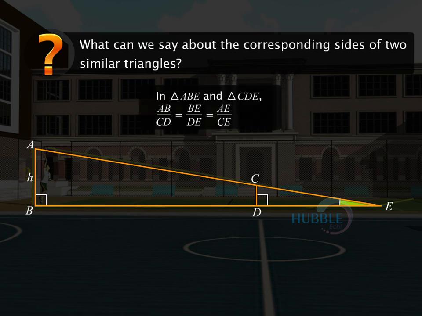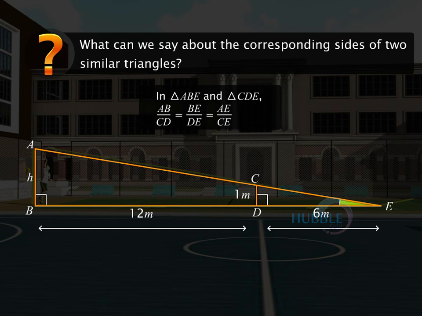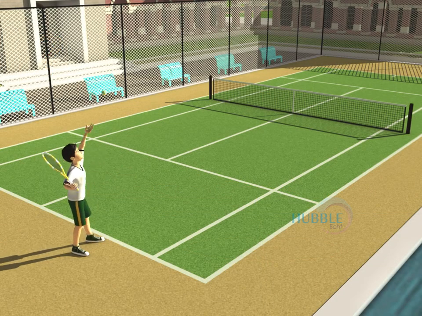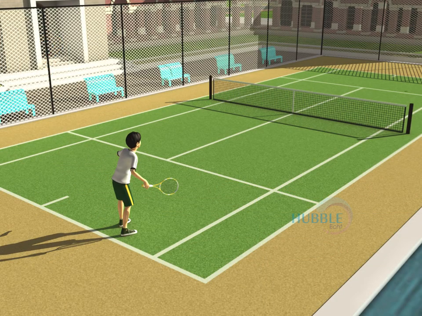If two triangles are similar, then their corresponding sides are proportional. The lengths of some of the sides of the two triangles are as shown. Can we use these to find the value of h? Substituting the known values in the ratios and solving, we get the value of h as 3 meters. Thus, the height at which the ball must be hit is 3 meters.